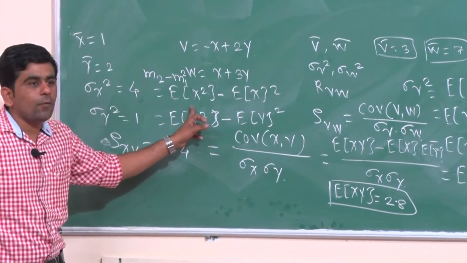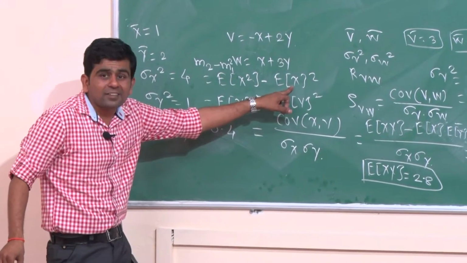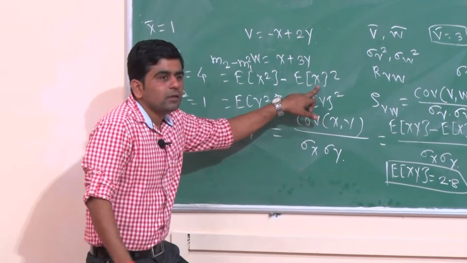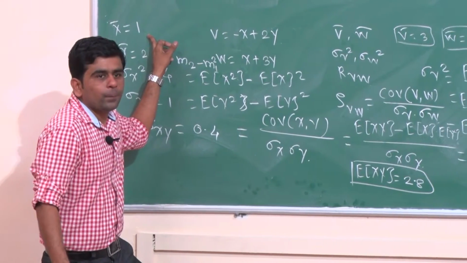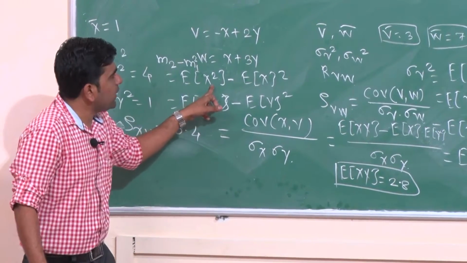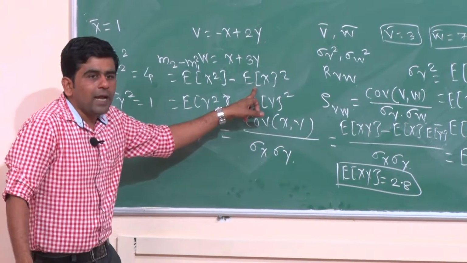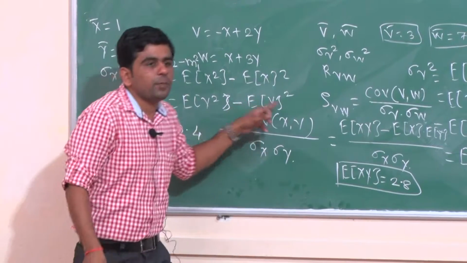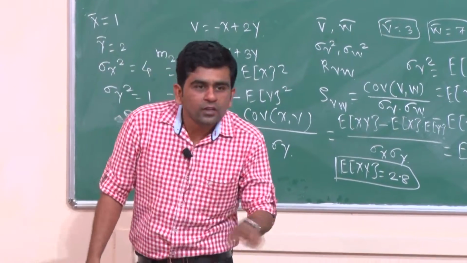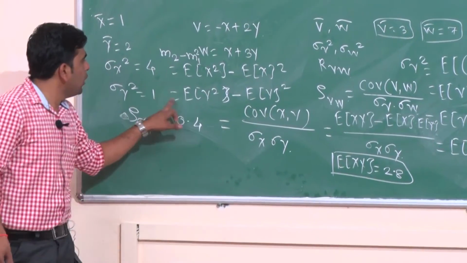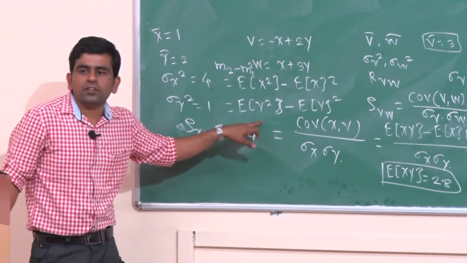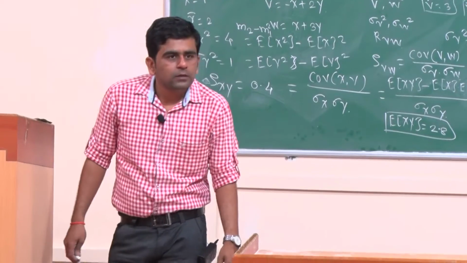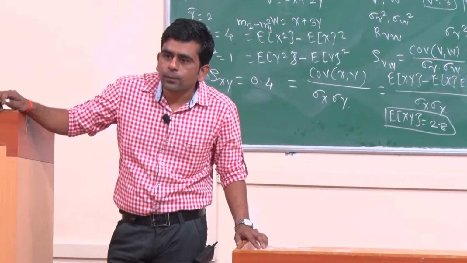So expected value of x square minus expected value of x square, that is equal to 4. Mean is given as 1. Expected value of x square minus 1 square is equal to 4. So we will get expected value of x square is equal to 5. Similarly, we can calculate the expected value of y square, the second moment about the origin for random variable y. This comes to be 5.